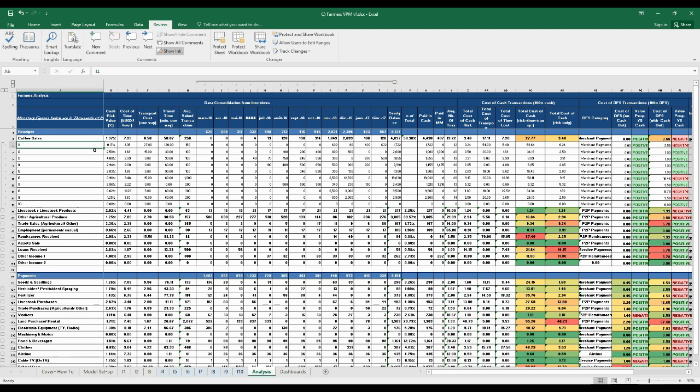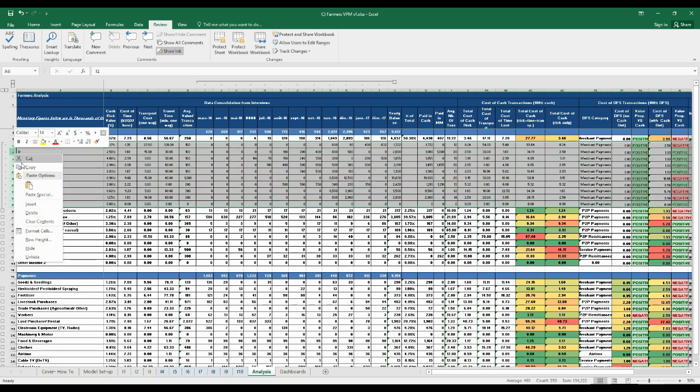This is just to show that the data here is averages from the 10 interviews, and the 10 interviews are here. So the data collected in the analysis sheet is from those 10 different tabs. So let me just go ahead and hide these.